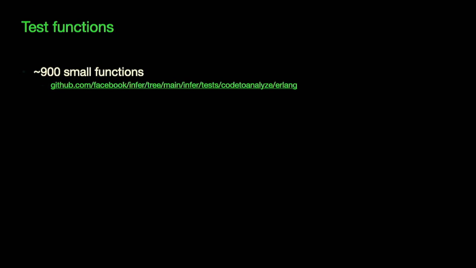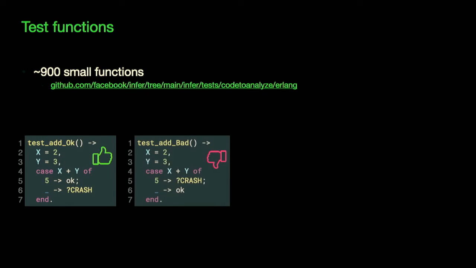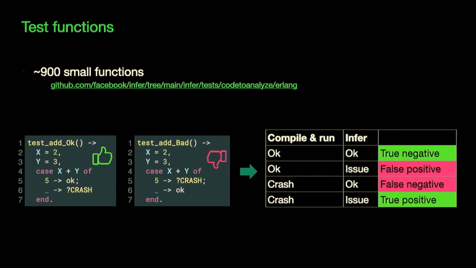To help deploy our newly developed static analysis with a high quality signal, we created over 900 small functions to cover Erlang language features and corner cases. These functions were designed to either successfully terminate or crash intentionally. We performed an automatic cross-check, using as oracle the agreement between the compiler result and the Infer analysis.